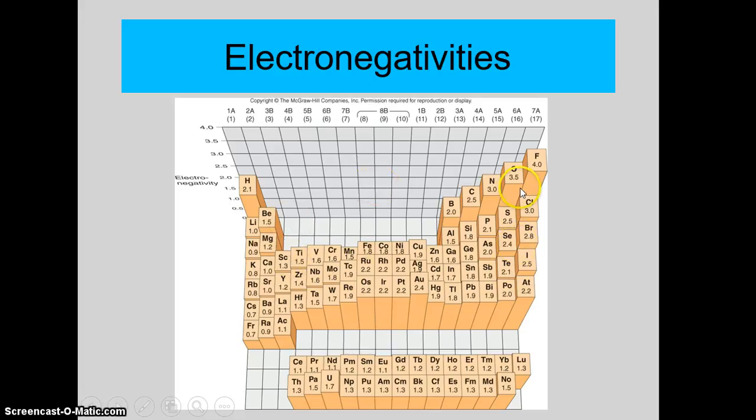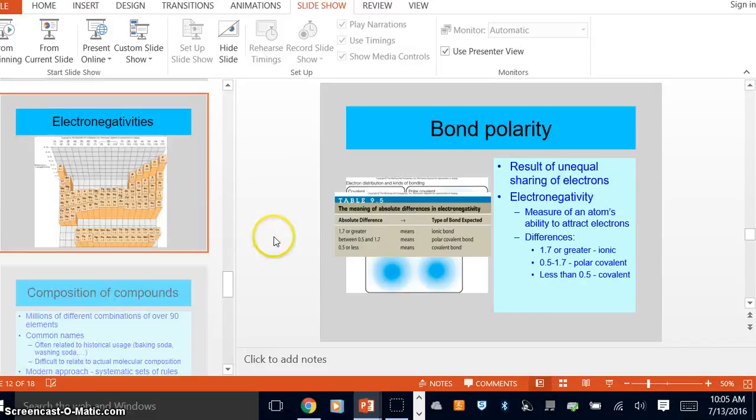So for example, oxygen's electronegativity is 3.5. Lithium's is 1. If you wanted to know, if lithium and oxygen were going to bond, what kind of a bond would it be? So you just take the absolute value of the difference. Let's do that. Oxygen is 3.5. Got to remember this. Lithium is 1.